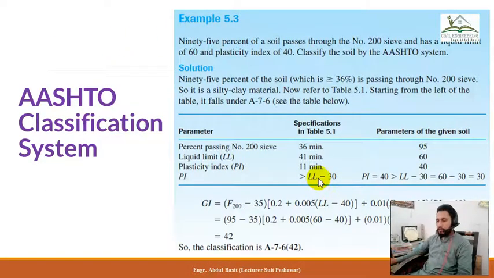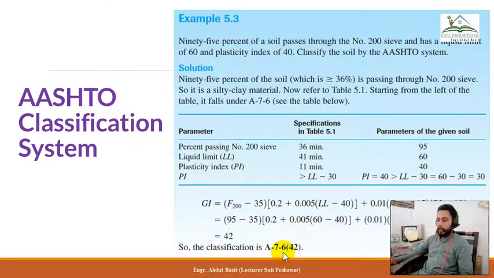Here it is. The plasticity index given over here is 40. Liquid limit minus 30, the liquid limit is 60, so 60 minus 30 is 30, and it is 40. So this condition is satisfied. I hope you are getting this. This is the first condition of the table, and it shows us that this is A76. This is the second condition. This is the A76 group now.